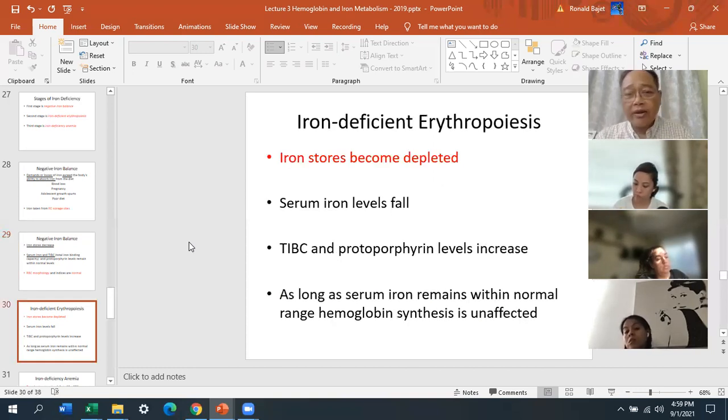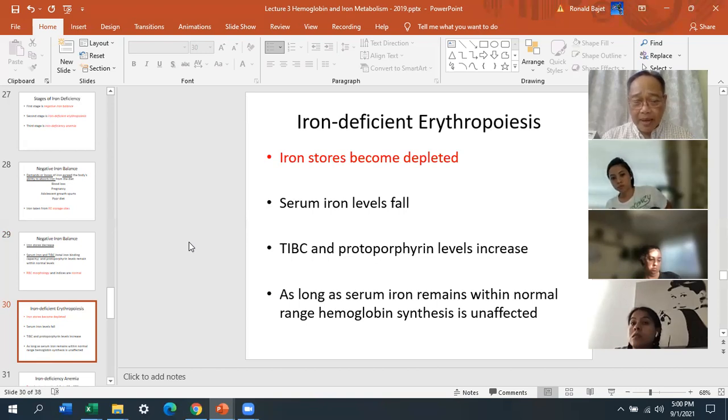The next stage is iron-deficient erythropoiesis. So here, your iron stores are depleted. So iron that's stored in the reticuloendothelial systems has now been depleted. The transferrin has taken all of the iron from the RE cells and has taken it to your bone marrow, but the stores are now depleted. Okay, the serum iron levels will also fall, and the total iron binding capacity and porphyrin levels will increase.